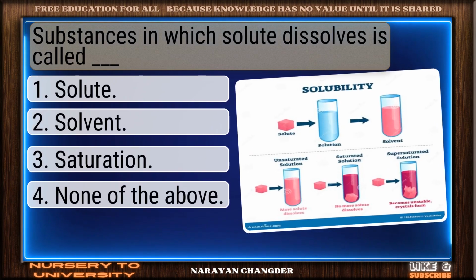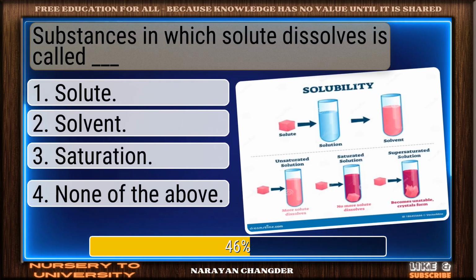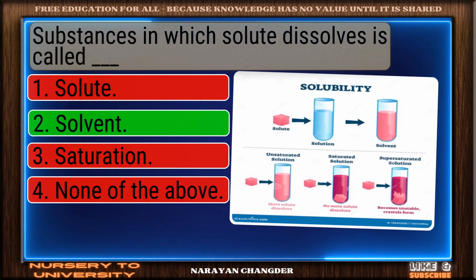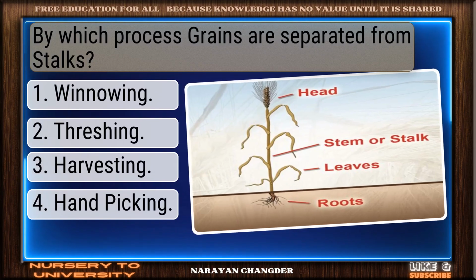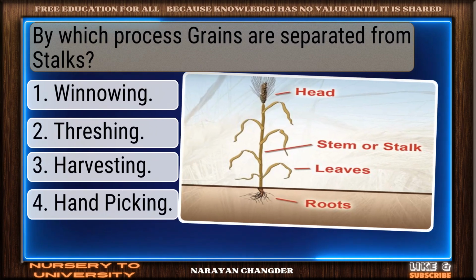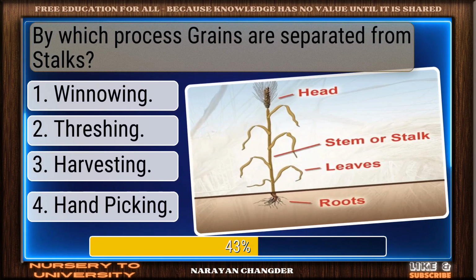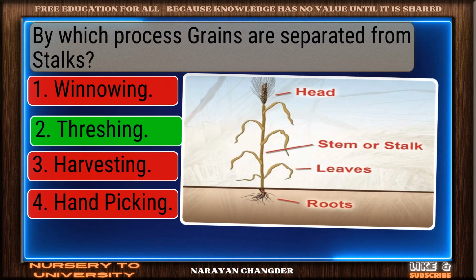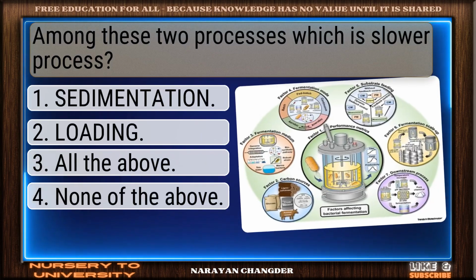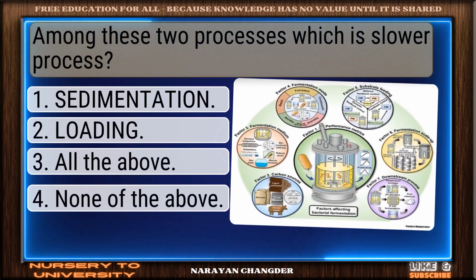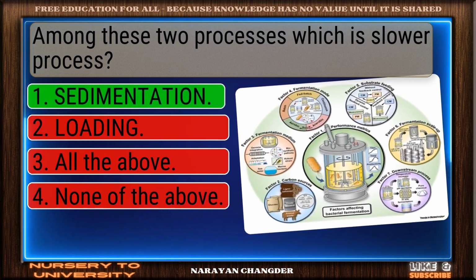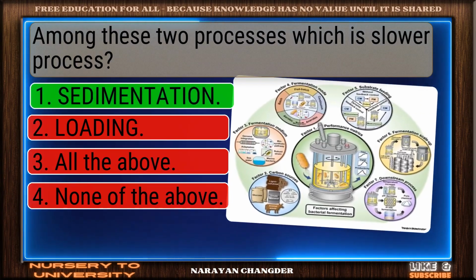Substances in which solute dissolves is called dash. Well done. Solvent is the right choice. By which process grains are separated from stalks? Valid point. Threshing is true. Among these two processes, which is slower process? Correct. Sedimentation is the right answer.